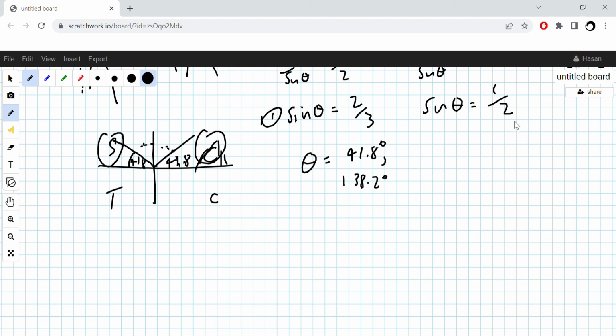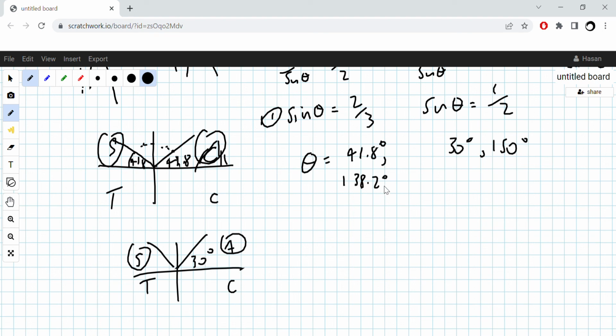For sine theta equals half, we're going to do the same thing. CAST. As it's positive, it can only lie in these two regions. Plug in sine minus 1 of 1/2, and that should give you 30 degrees, which corresponds to this. And the value over here should be 150, because 180 minus 30 equals 150. So it will equal 30 degrees and 150 degrees. So overall your answer will be theta equals all of these.